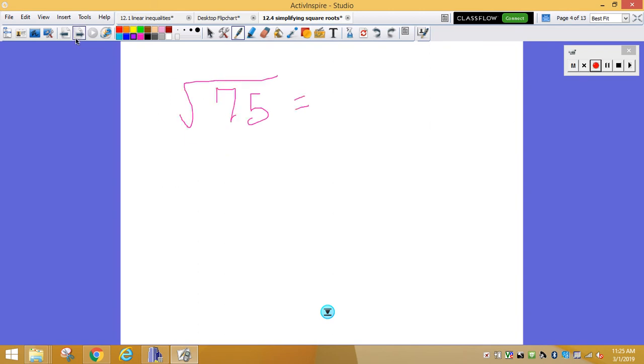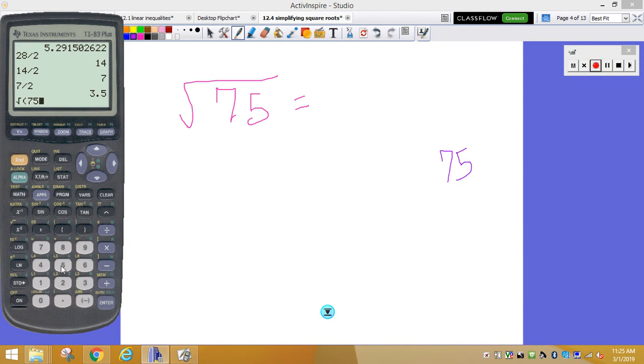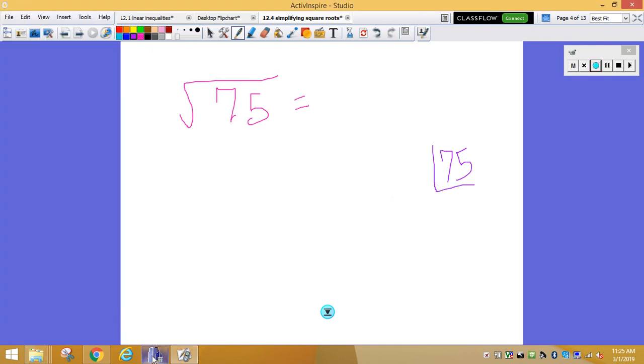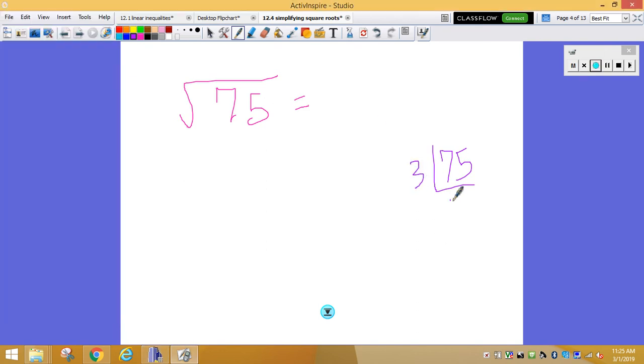Let's do another one. Let's do 75. So first, I always like to check and see, maybe it's a perfect square, and then I don't have to do all this craziness. It is not a perfect square. So I got to start my factoring. So let's try and divide by 2. Well, that didn't work out evenly. Let's try and divide by 3. That worked. So when I divided by 3, I got 25.